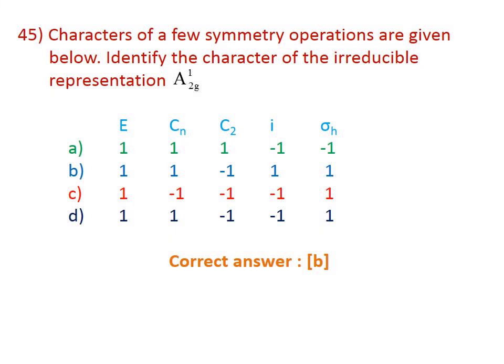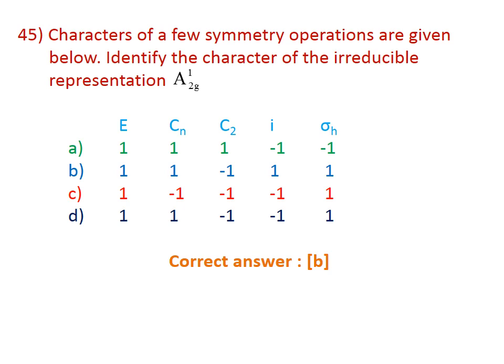The characters of a few symmetry operations are given below. Identify the character of the irreducible representation A2g. Here the representation is A, therefore it is one dimensional. All E values are 1. Now the second one, you have to consider the C2 axis. You have C2, which may be -1, asymmetric. If you consider the options B, C, D, they are -1.